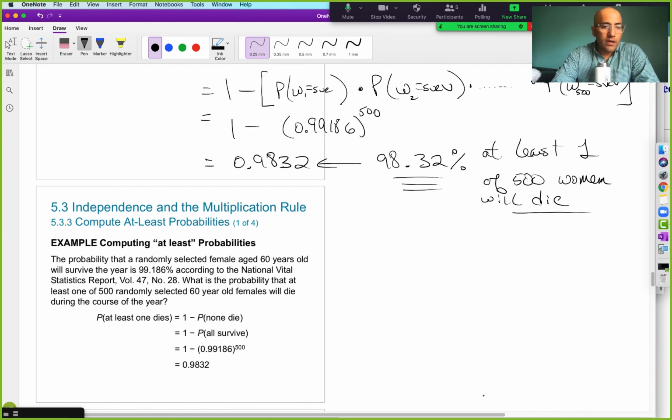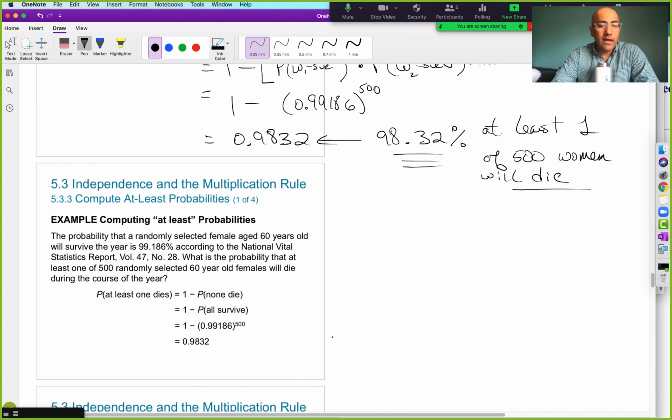Okay, so there's what the author did. Pretty much the same thing. Probability that at least one dies is equal to 1 minus the probability that none die, which is the same thing as saying all will survive. And therefore, it's going to be 0.99186 to the power of 500. This is the probability that all survive. Punch it in your calculator and you get that. So there's a really, really high chance, 98.3% chance, that at least one or more of the 500 women will die in the next year.